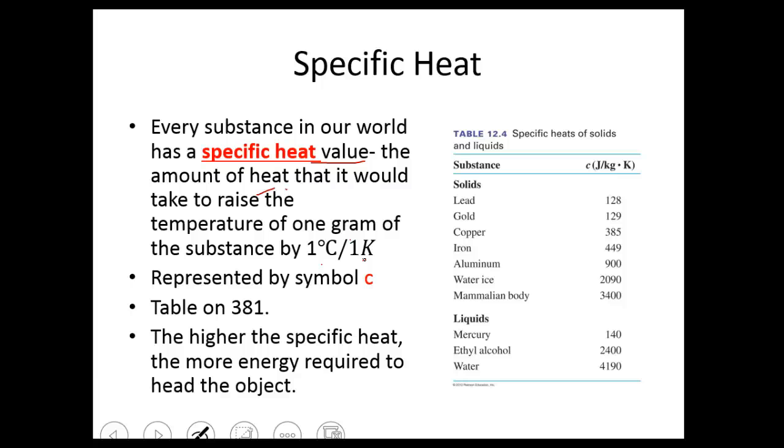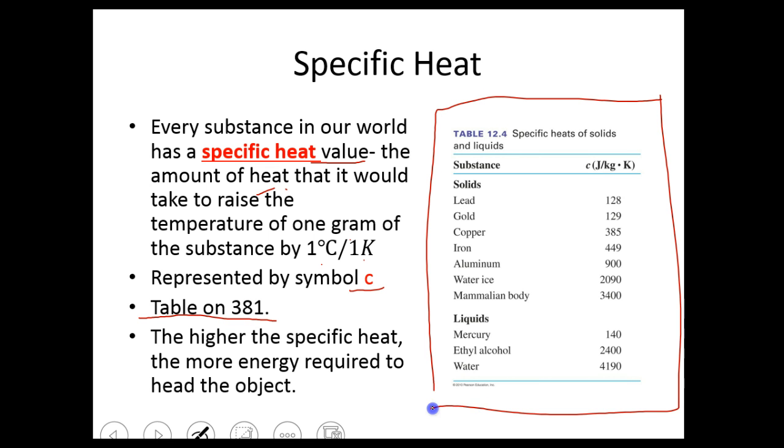The specific heat of something is represented by the symbol C, and that's important because you're going to see it in a formula coming up here soon. And again, like the coefficient of linear and volumetric expansion, these values are given to you. They're on page 381, and this is the table that you're looking for.